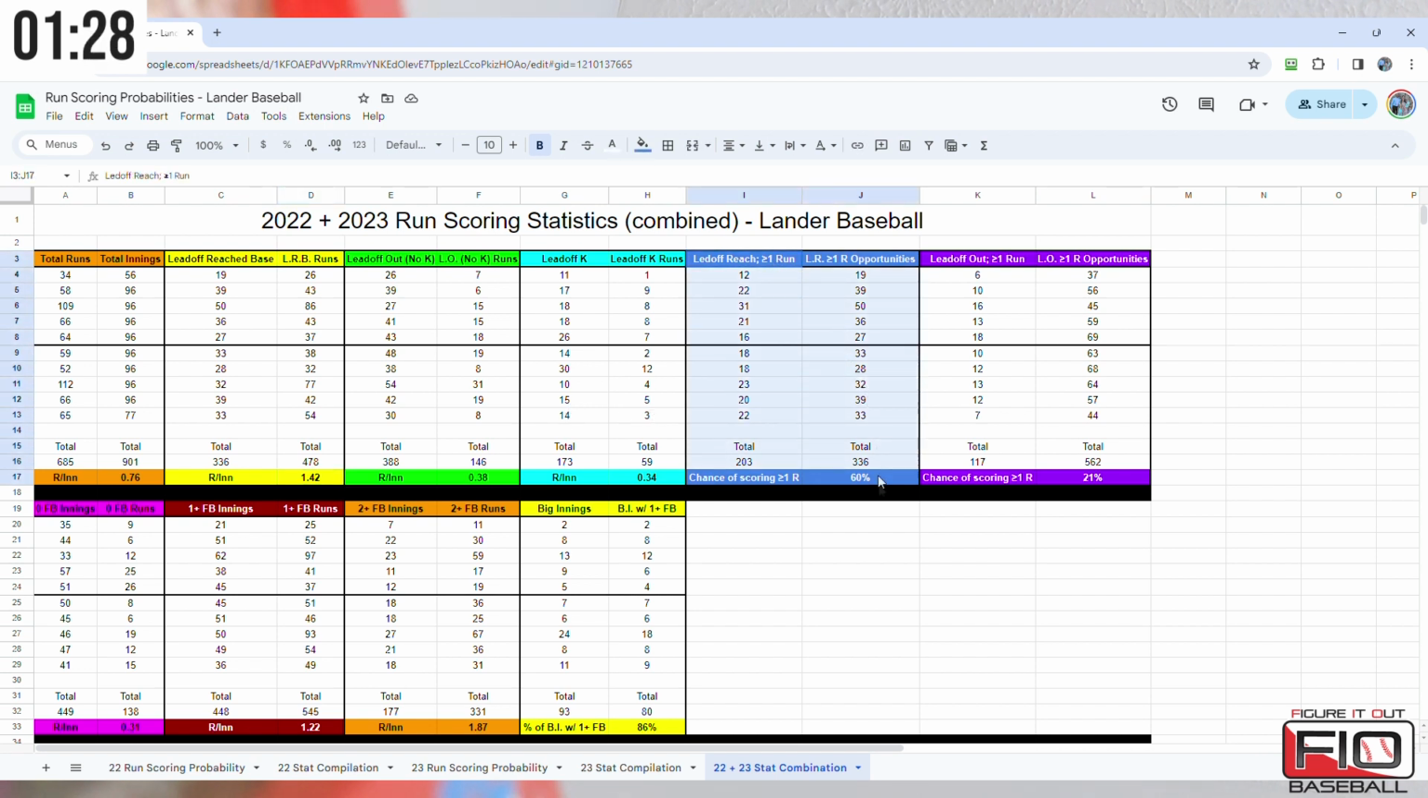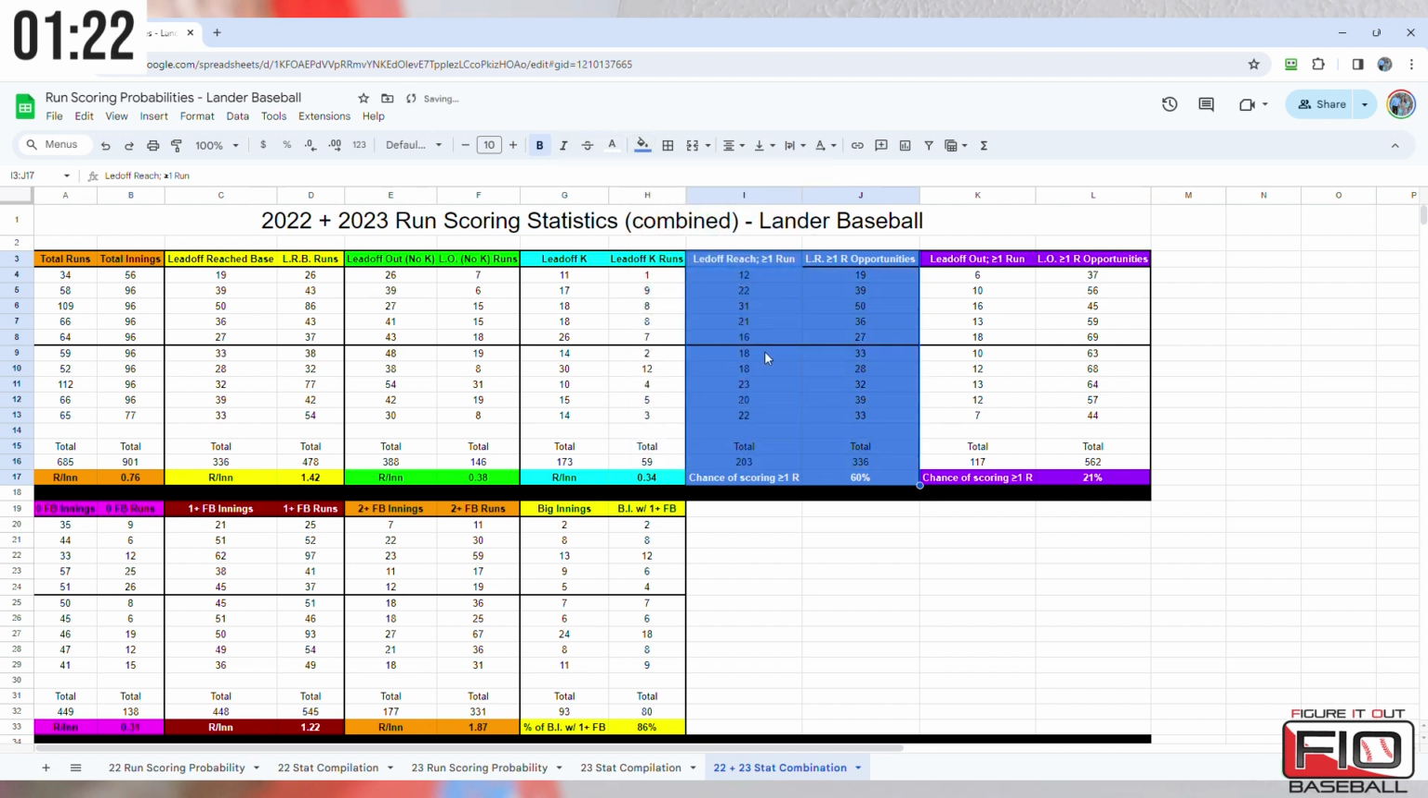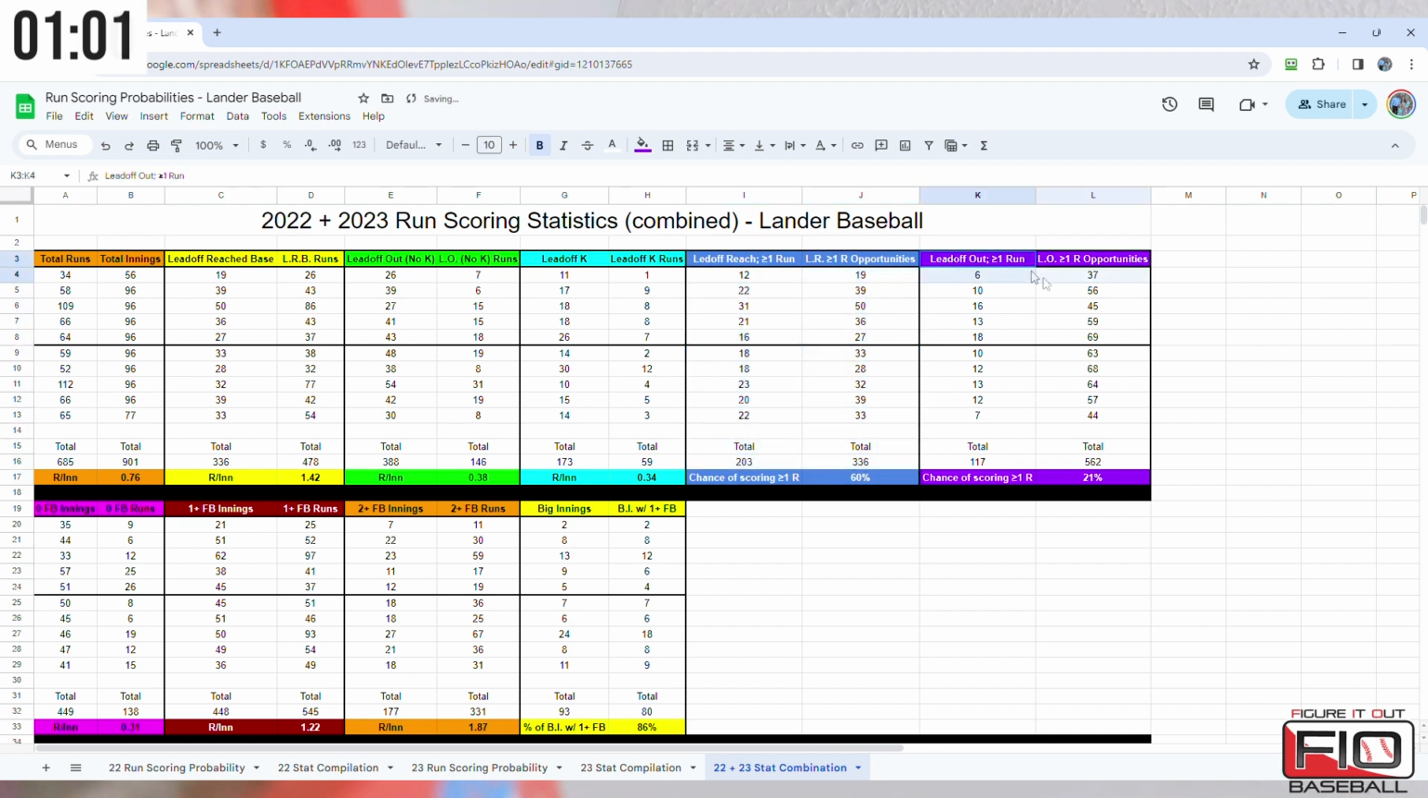Let's go to the next highlight. What we're looking at here is when the leadoff person reaches base, what are the odds of scoring at least one run? That's what my shorthand means up here where the mouse is. The odds of scoring at least one run when the leadoff person reaches base is 60%. That means when the leadoff person gets on base, you're going to score at least one run 60% of the time. How about when the leadoff person gets out?